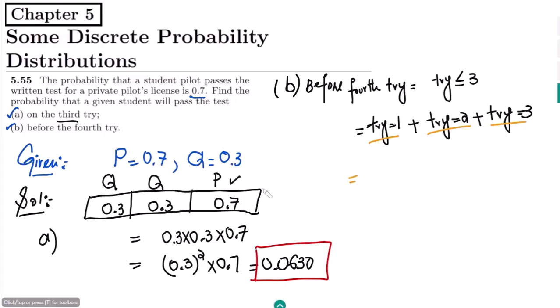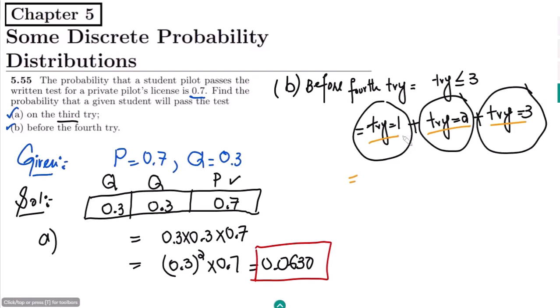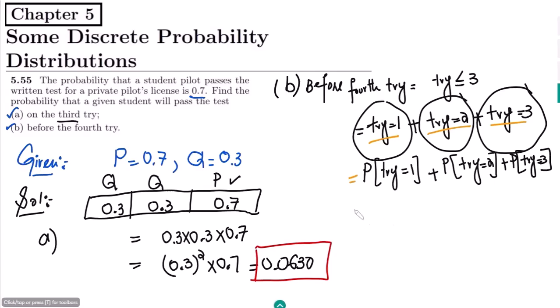Okay, so let me write their probabilities, and each term here is basically the geometric probability where the terms here will be given. So let me write their probabilities. On the first try he will pass it, the probability of passing over the first try, I have to write it here, or the probability of passing it over the second try, and the probability of passing it over the third try. I have to write their probabilities.